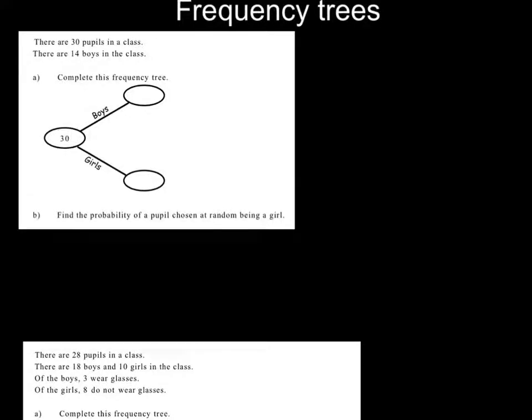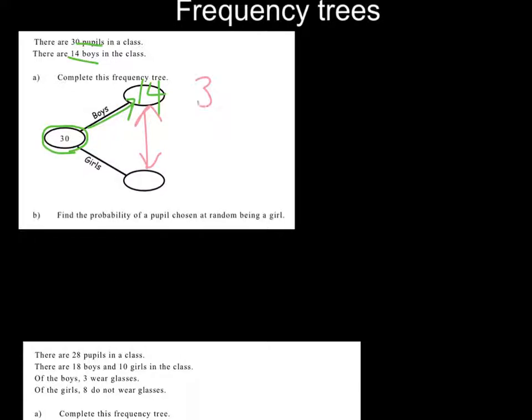Okay, so frequency trees. We've got the first one given where 30 pupils are in a class and there are 14 boys in the class. And you need to complete it. So the starting point here is telling us there are 30, and we've got that given in the question. 14 are boys, so we need to find the boys and say there are 14 there. Because we know there are 30 people altogether, then the rest must be girls.